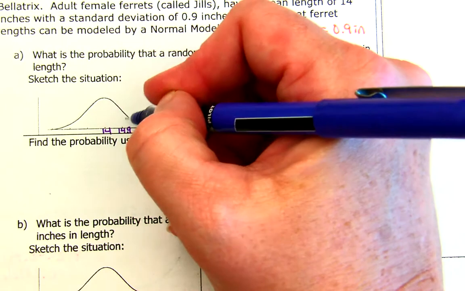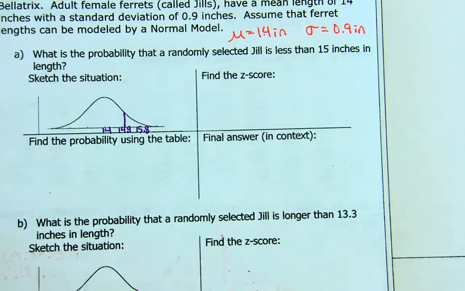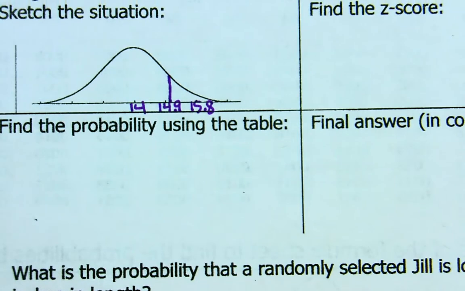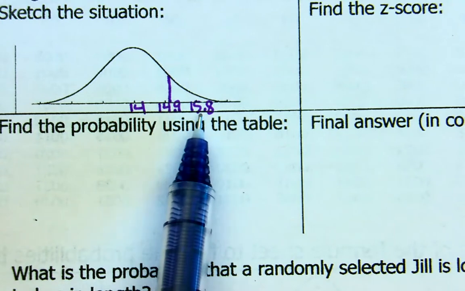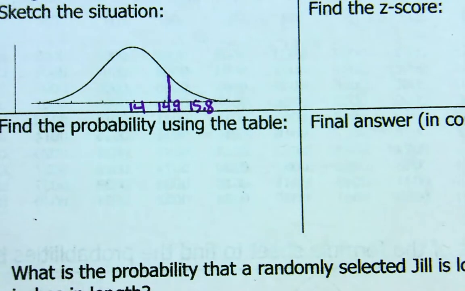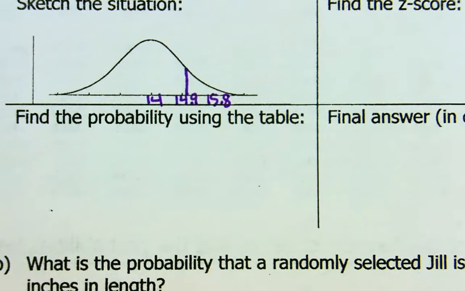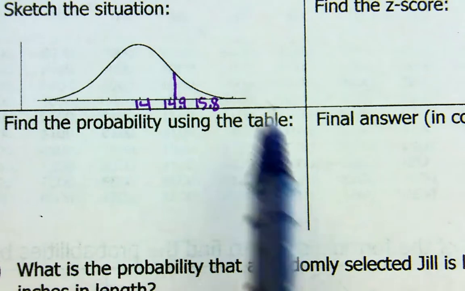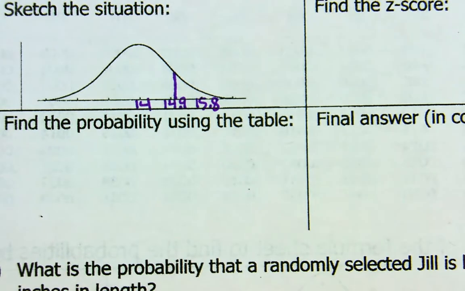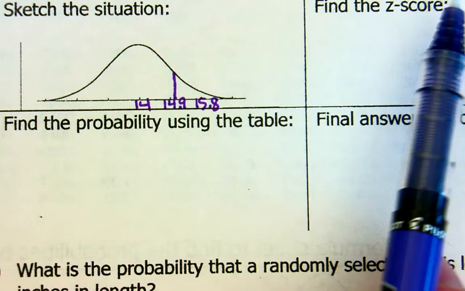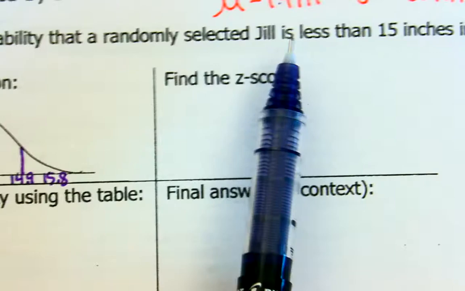So the 15 inches is going to be right in here. You guys see that? I have to write really tiny. So 14, 14.9, 15.8. This is the first 3 standard deviations. You want to label enough that it shows where this point that we're talking about here, this 15 inches, fits. So it's just a little past the first standard deviation. And we want it to be less than.